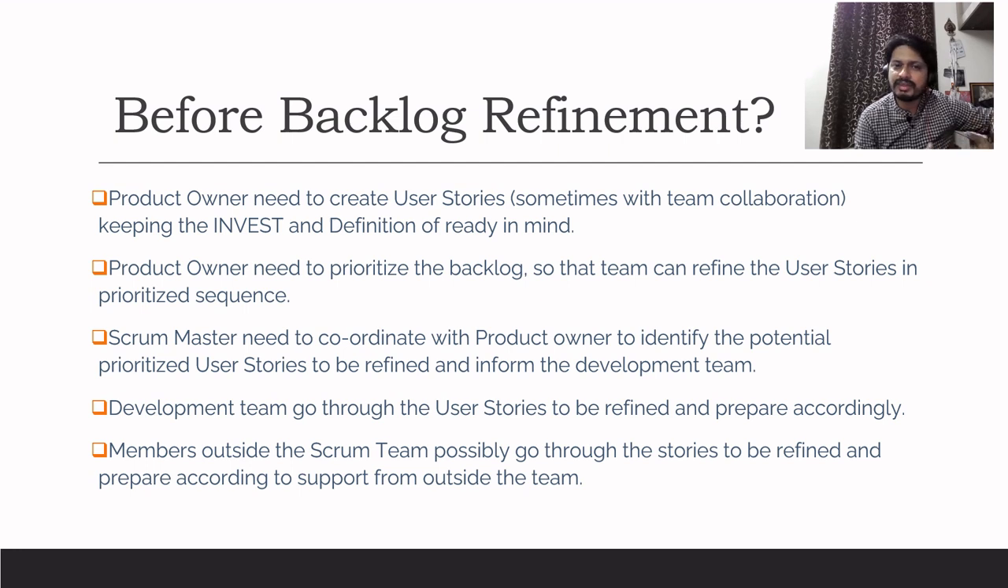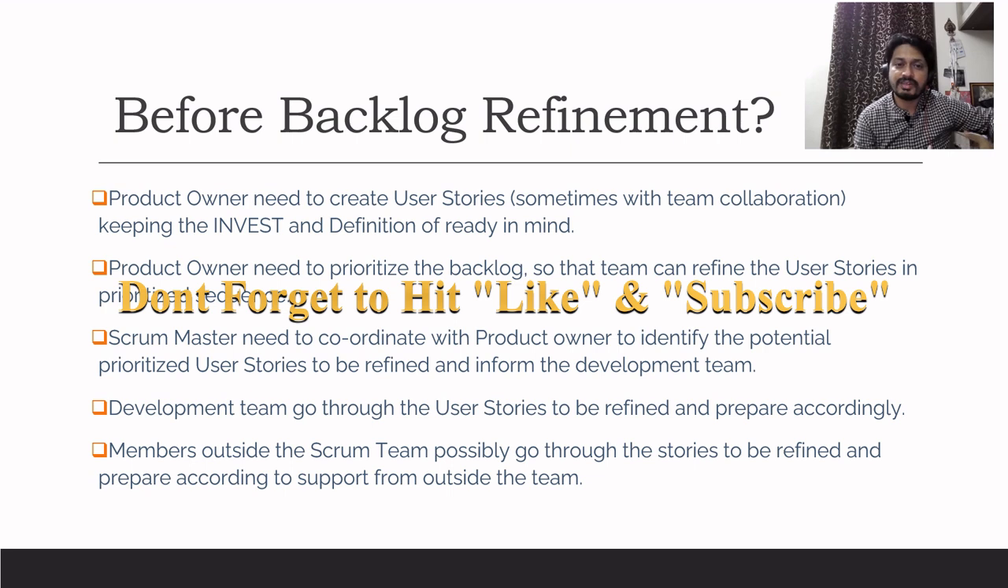The product owner needs to create the user stories. It's the responsibility of the product owner, because he is the one who owns the product backlog, to make sure that the user stories are created, right? And they are created keeping the INVEST criteria in mind, and also the definition of ready. Because without these two, especially without the definition of ready, it will not be accepted by the Scrum team members, right? Like by the developers for starting the work.